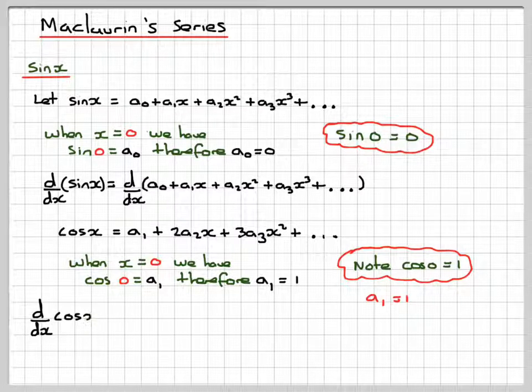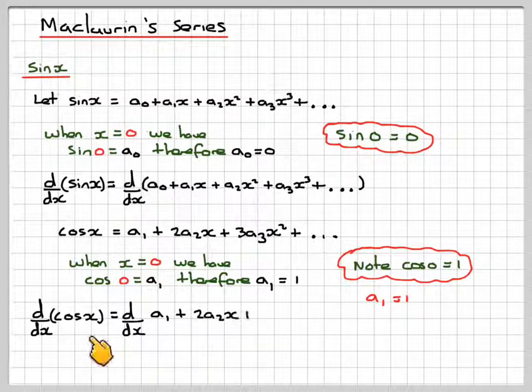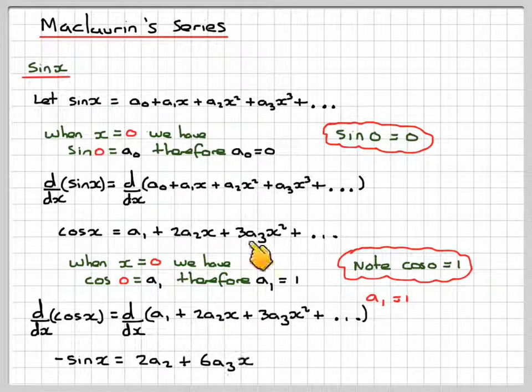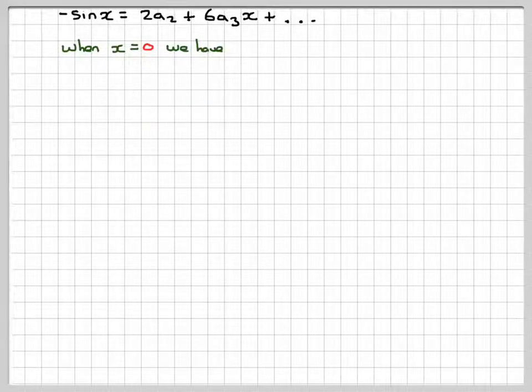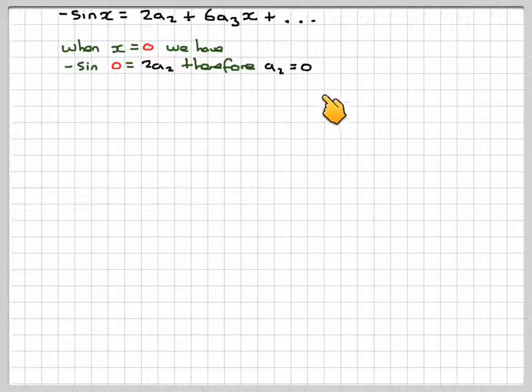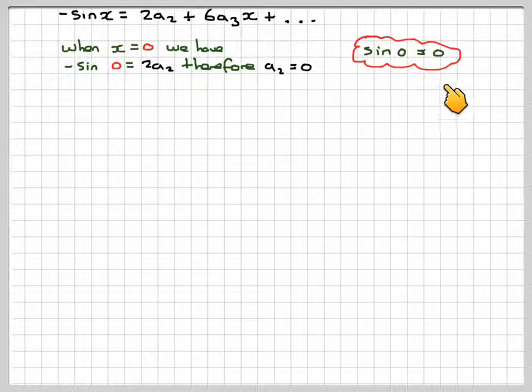And then we differentiate again. So differentiate cos x, we're going to get minus sin x, and if we differentiate the right-hand side, we're going to get 2a2 plus 6a3x. We'll just write that out again so we can see it. So when x is equal to 0, we will have minus sin 0 is equal to 2a2, and therefore a2 will be equal to 0 because the sine of 0 is 0.